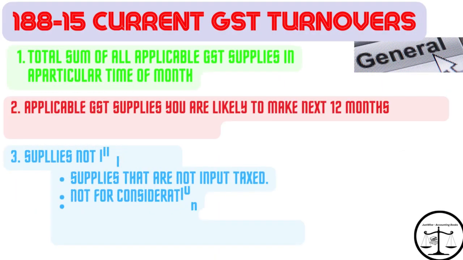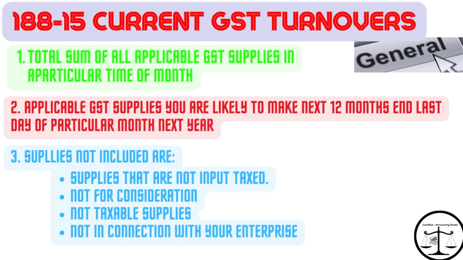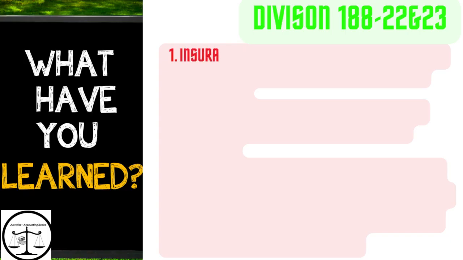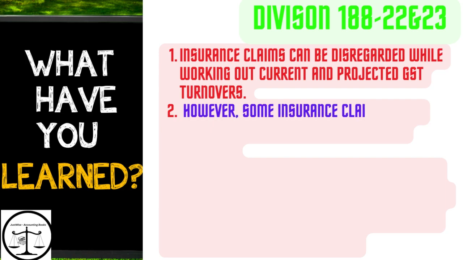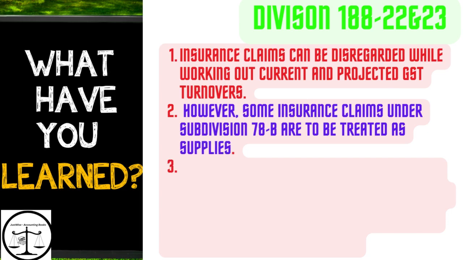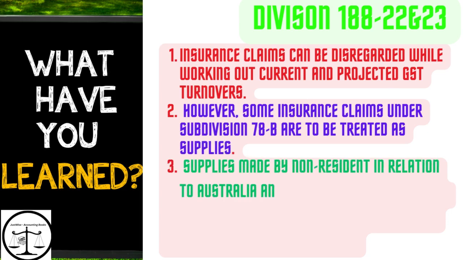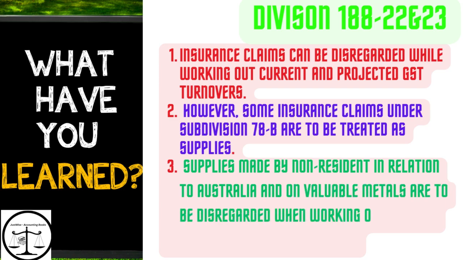Friends, let's see what we learned so far in this section. 1. Insurance claims can be disregarded while working out current and projected GST turnovers. However, some insurance claims under Subdivision 78-B are to be treated as supplies. 2. Supplies made by non-residents in relation to Australia and on valuable metals are to be disregarded when working out current and projected GST turnovers.